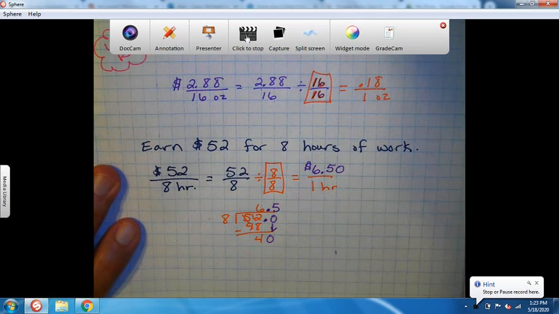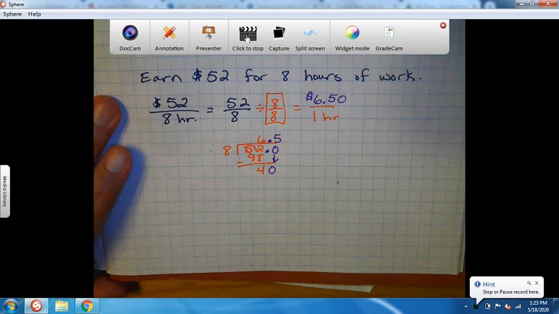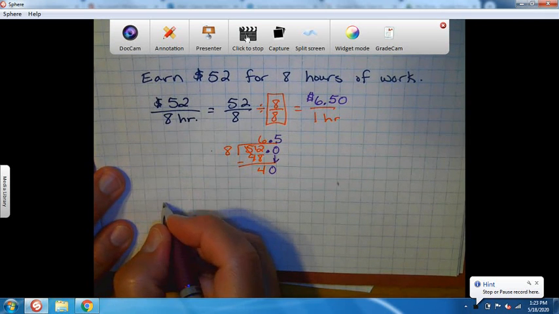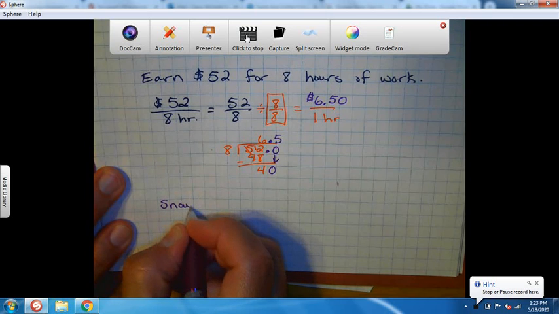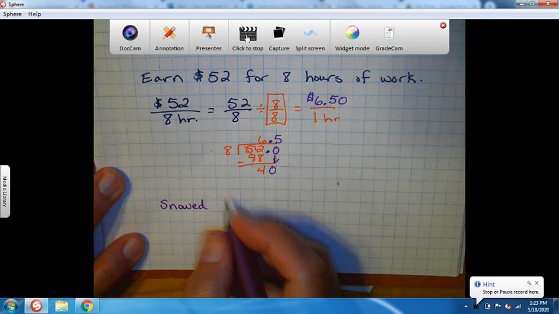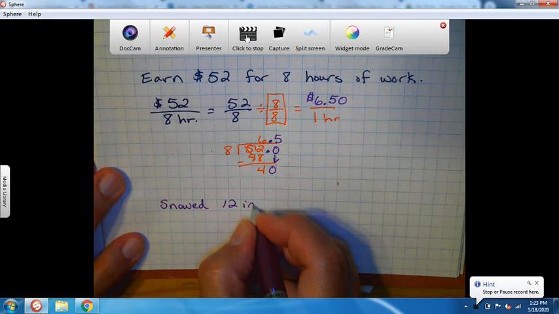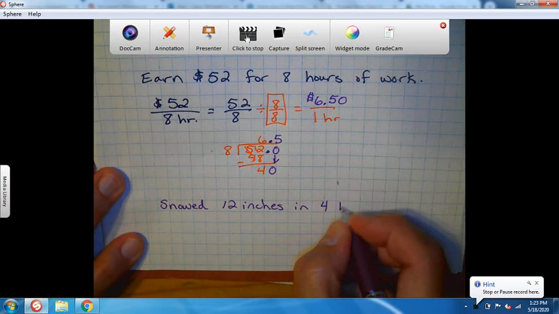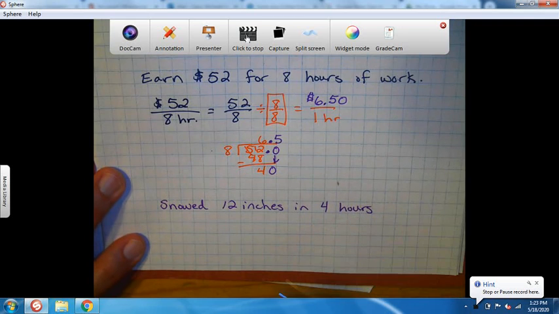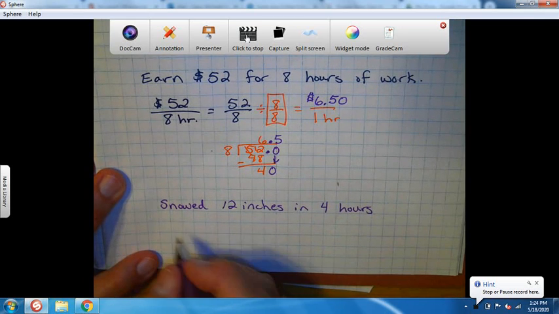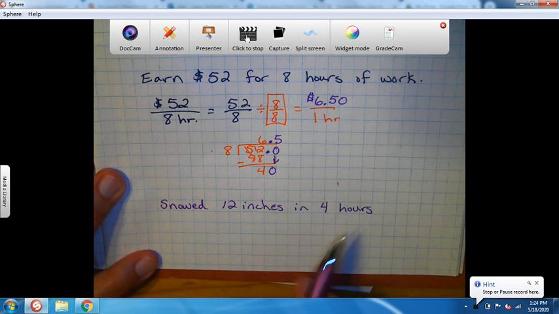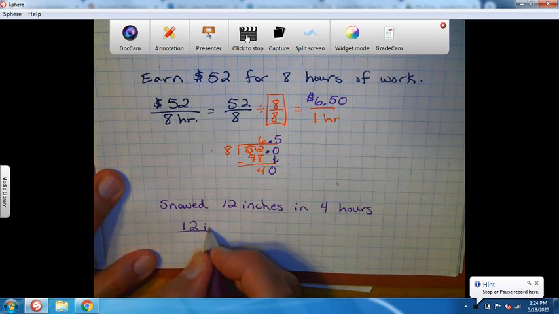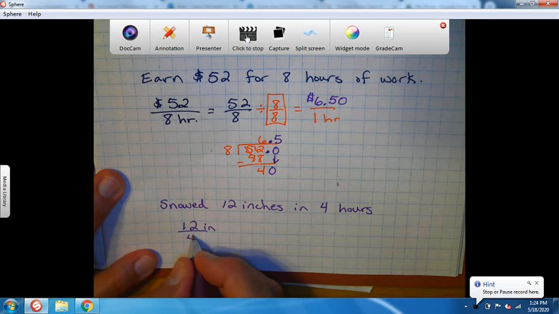Okay, we'll do one more. All right, we've got it snowed 12 inches in 4 hours. Okay, how much did it snow in 1 hour? Remember, the bottom number has to be 1. So this is inches, and this is hours.